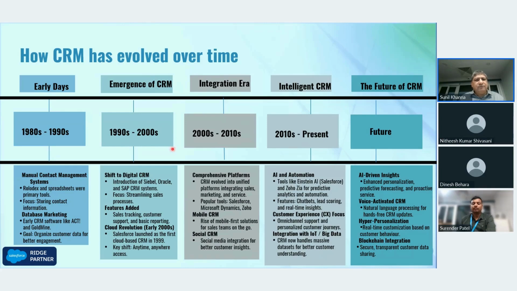And then we had the emergence of CRM technologies. In the 1990s and early 2000s, CRMs like Siebel and Oracle were very popular. The primary focus there was to start tracking the sales pipeline or customer support tickets. That was the primary focus around that time.